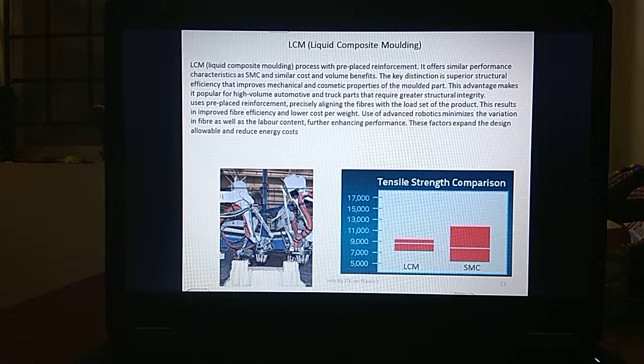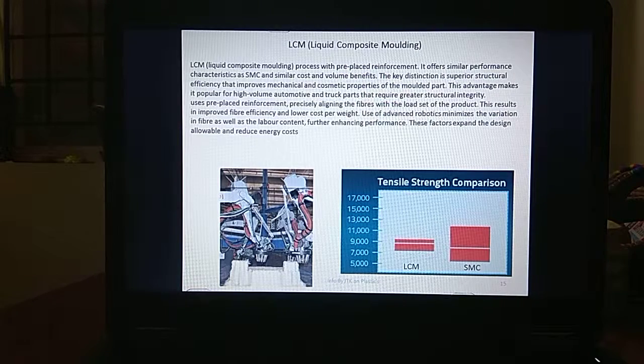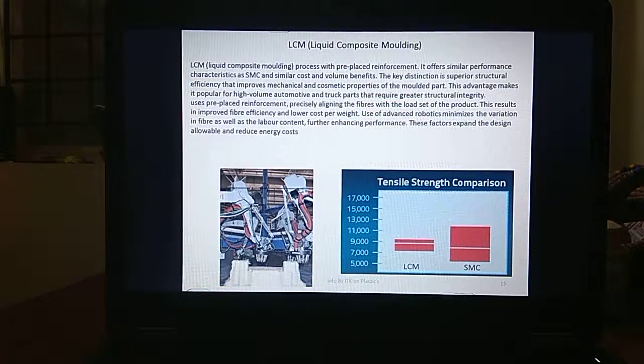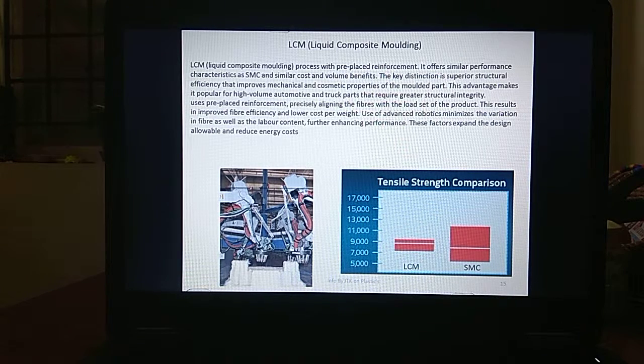Use of pre-placed reinforcement precisely aligns the fibers with the load path for the product. This results in improved fiber efficiency and low cost per weight. Use of advanced robotics minimizes the variation in the fiber as well as the labor content, further enhancing the performance. These factors explain the design allowables and reduced energy cost.